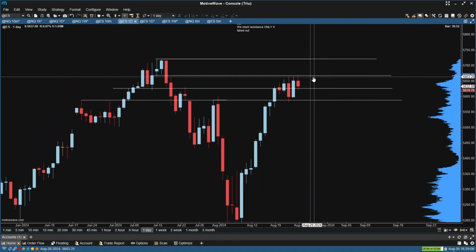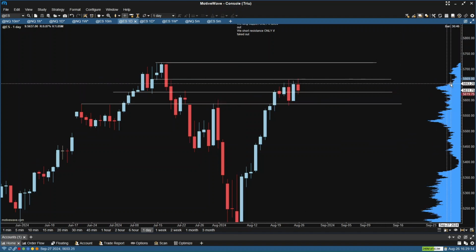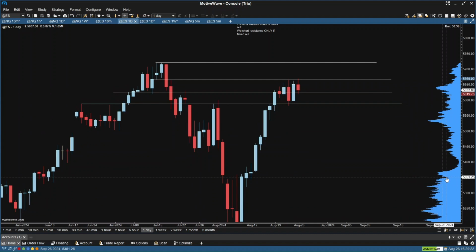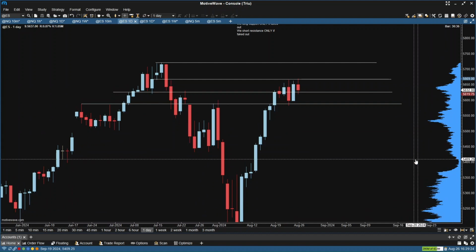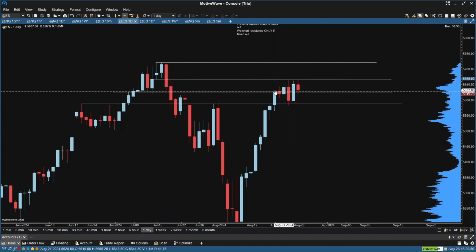Plus, in addition to this, we have a volume profile on the right for a reason. We look at low volume nodes mostly, because high volume nodes, such as this one, this one, this big one, are most likely to hold price, not move price.